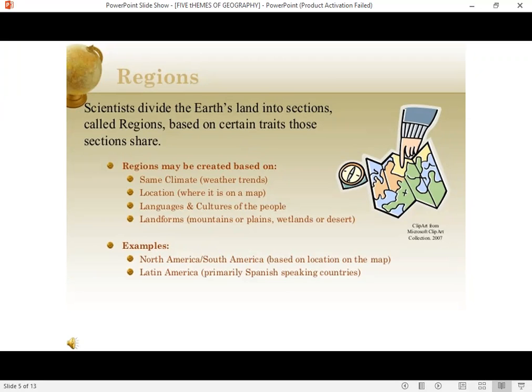Can anyone tell me what is the difference between region and location? Region connects people by shared traits. But location is dependent on longitude and latitude and the things next to it. You said location, correct, but I need a correct one. Region is places grouped together based on similarity in religion or culture or language.